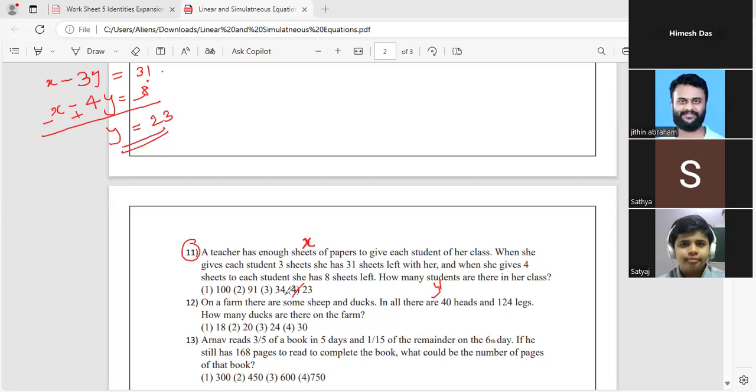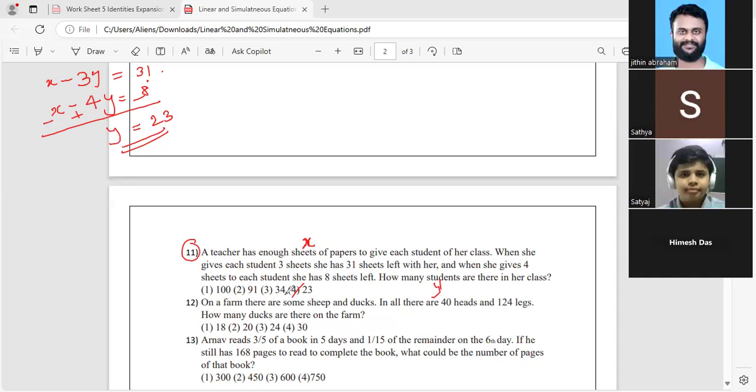Yes, Hamish, tell me. So instead of this long method, we could just imagine that the number of students is y, so we could form the equation 3y plus 31 is equal to 4y plus 8, right? Yes, 3y plus 31. That is also an option. In fact, both the methods will take the same effort. Here also you'll have to solve 3 lines. Over there also almost 3 lines you'll have to solve.